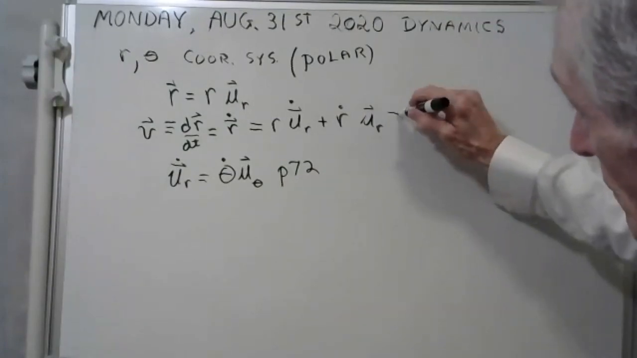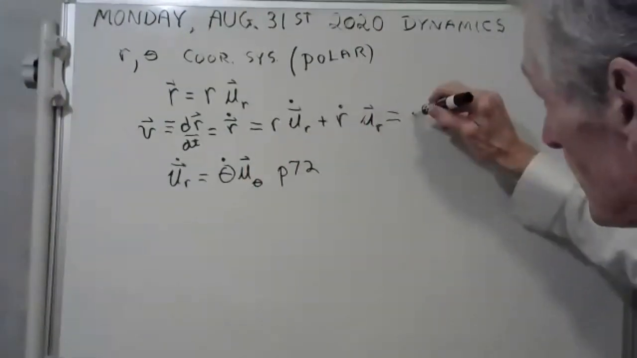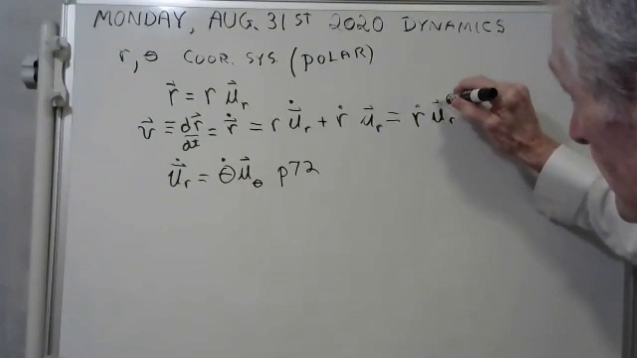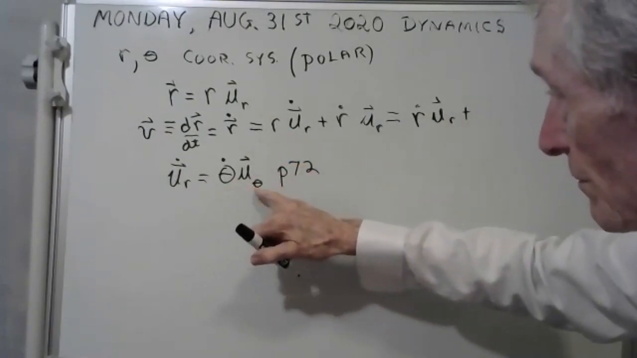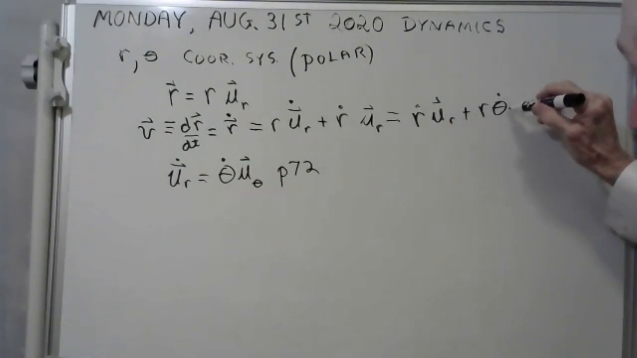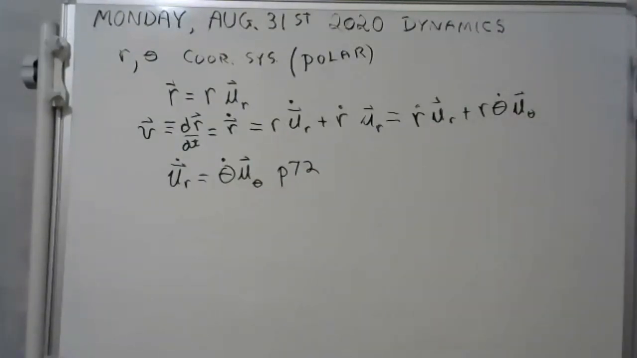Okay. Well, then let's write this. I'm going to switch these. That's legal. I can go r dot u of r plus r times theta dot u of r. I hope I didn't lose anybody. No, u of theta. I said the wrong thing. And we're done. Ta-da. We have just written the velocity equation in polar or radial transverse.